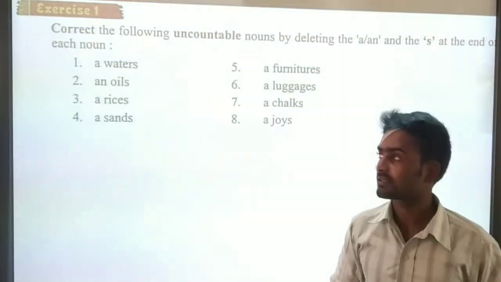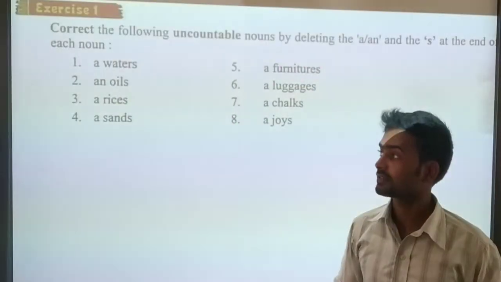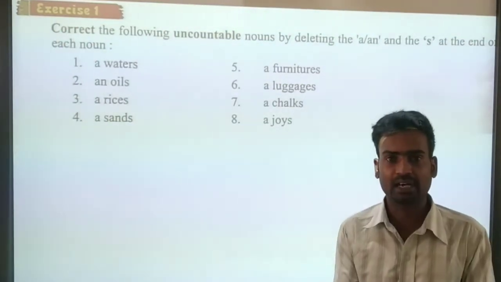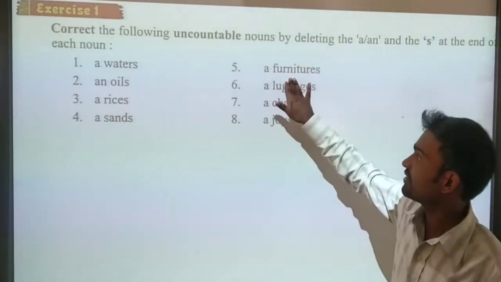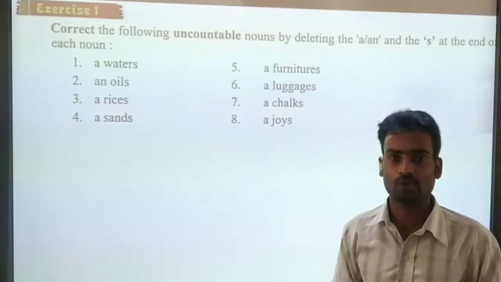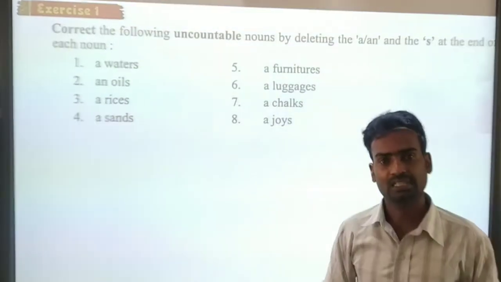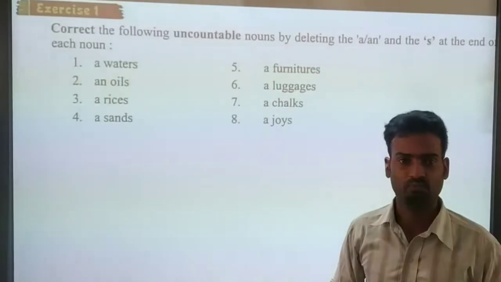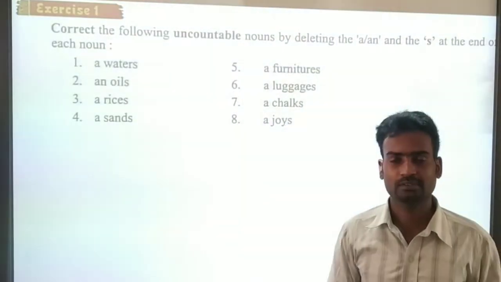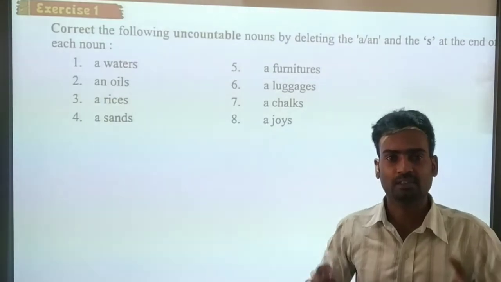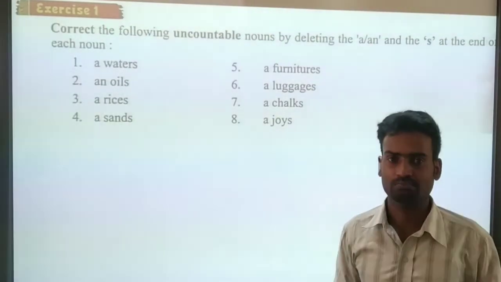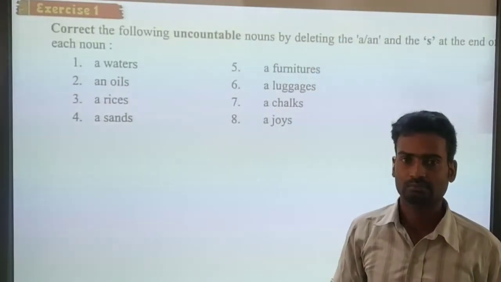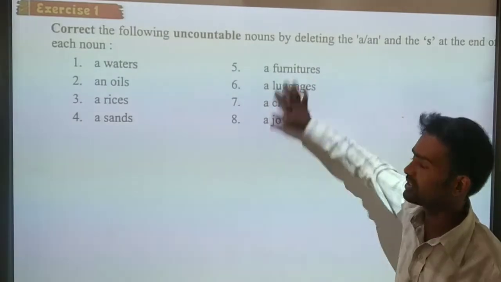Water, we cannot count. Oil, we cannot count. Rice, we cannot count. Sand, mud, we cannot count. Furniture, an uncountable noun, we cannot count. Luggage, same, we cannot count. Chalk, no, we cannot count. Joy, which means I'm so happy. How can we count it? We cannot. All these are uncountable nouns, but here they are given with mistakes.